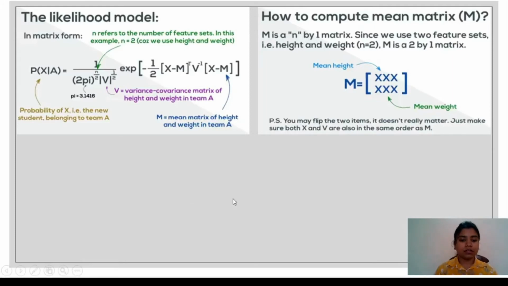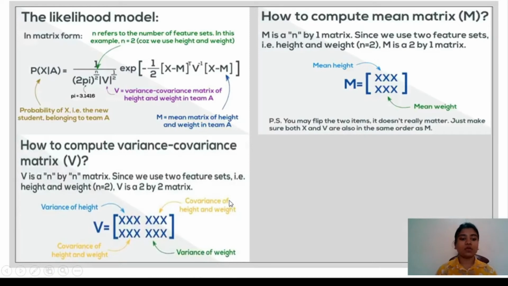Now we will see how to compute the variance covariance matrix, that is capital V. So V is an n by n matrix since we use two feature sets, that is height and weight. n is equal to 2. Why is n equal to 2? Because we are using two features, height and weight. So V is nothing but a 2 by 2 matrix. As shown over here: variance of height, covariance of height and weight, covariance of height and weight, and variance of weight.